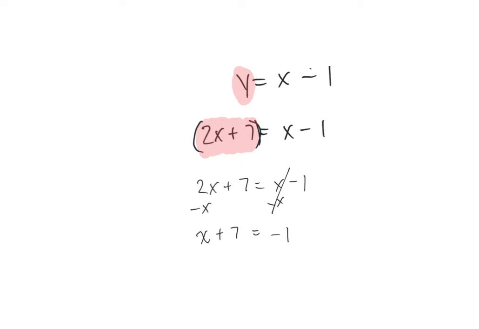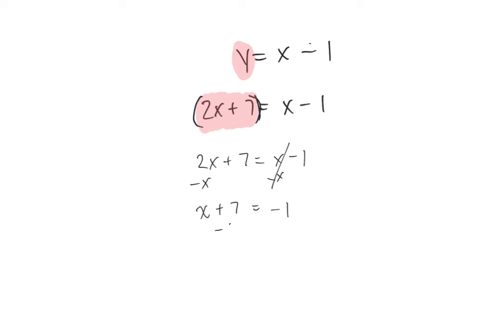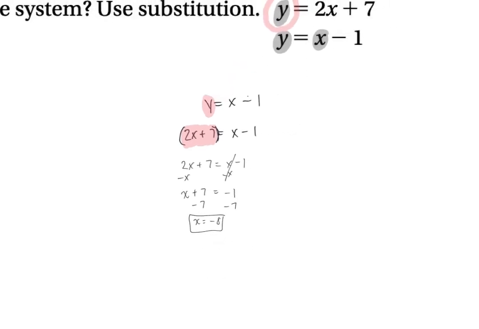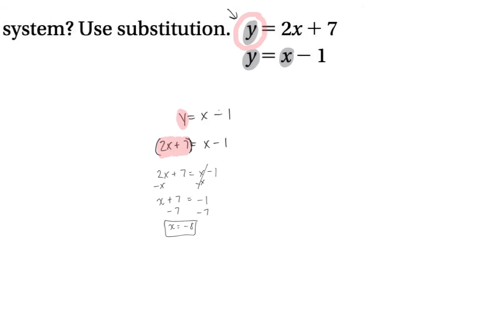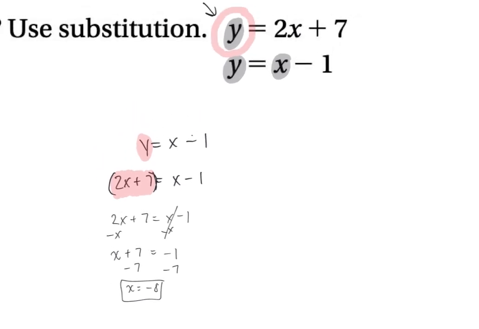Okay, I've got one more thing I need to do. How do I do it? Giancarlo, what do I do? Yeah, minus 7. Nicole, what's my answer? Negative 8. X equals negative 8. Okay, so we found our x coordinate, so we're golden here. X equals negative 8. We can plug it into either of these expressions. Victoria, do you want me to plug it into 2x plus 7 or x minus 1? X minus 1. Okay, so we're going to take y equals x minus 1.